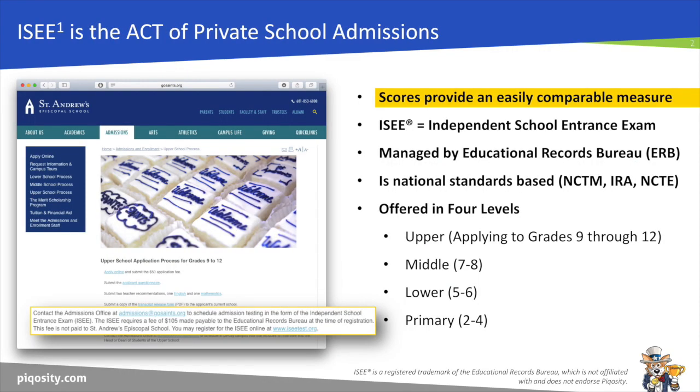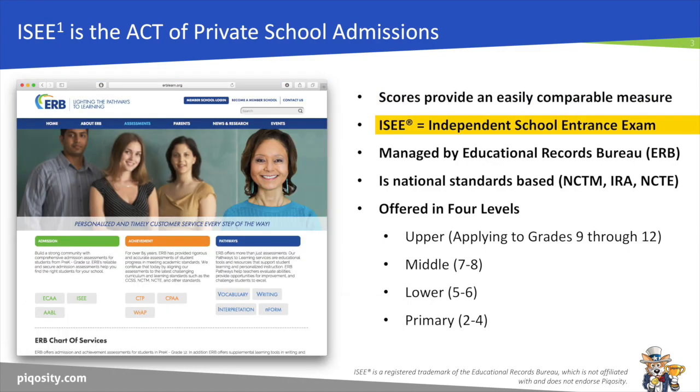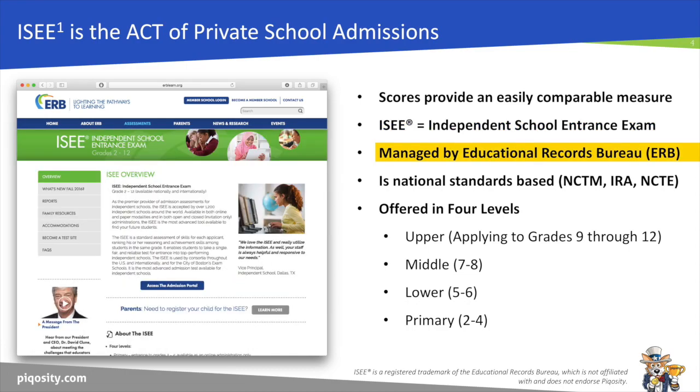The ISEE is the ACT of private school admissions. Just as colleges use the SAT and ACT to determine applicant preparedness, many independent schools across the U.S. achieve the same effect with the ISEE. ISEE is an acronym that stands for the Independent School Entrance Exam. It is administered by the nonprofit group ERB, Educational Records Bureau.